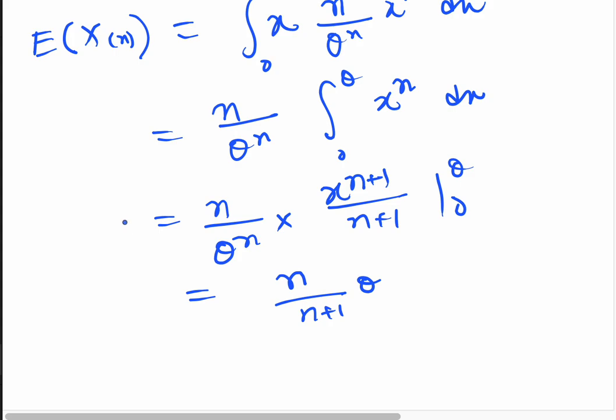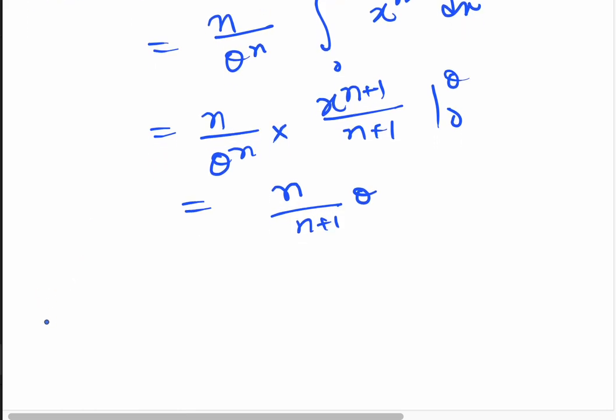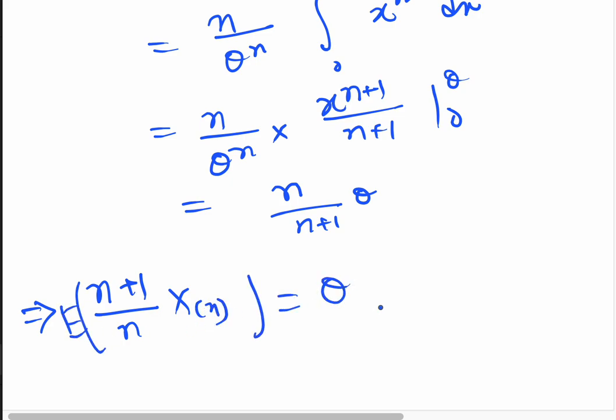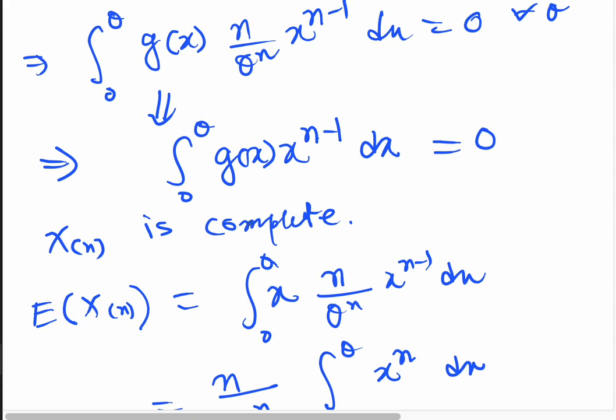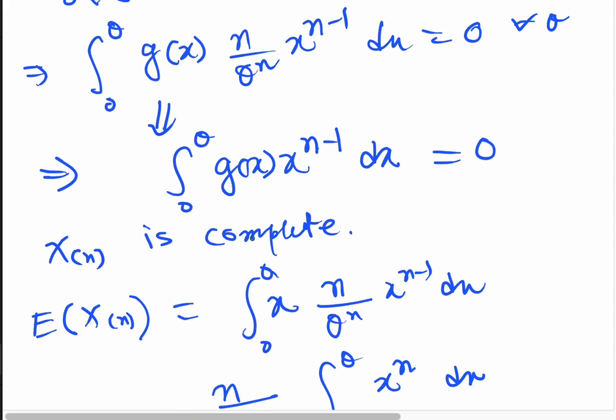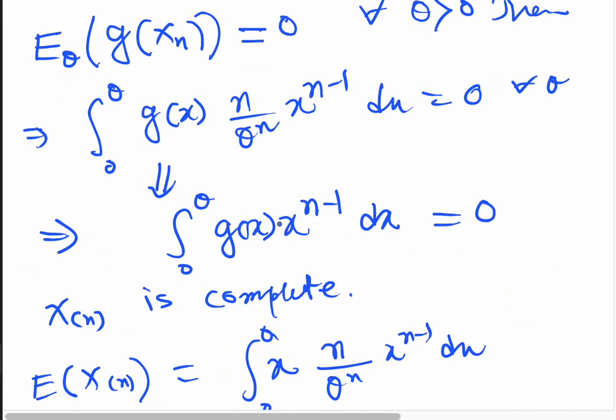Estimated value for theta, but it is sufficient and complete. Then n plus 1 by n xn's expectation will be theta. That means n plus 1 by n xn is the unbiased estimator for theta, and it should also be a complete estimator and also be a sufficient estimator for theta.